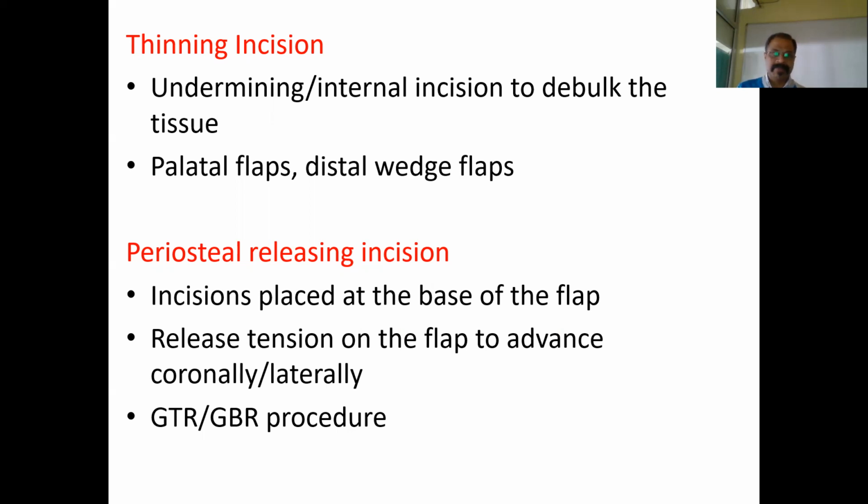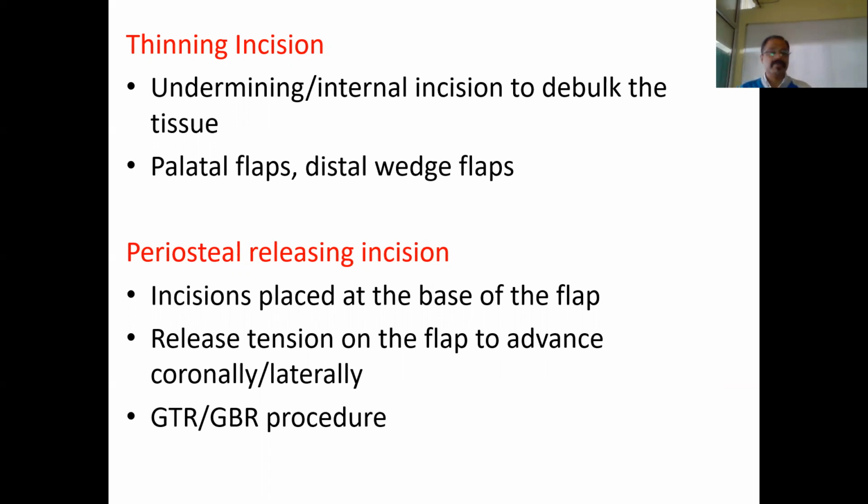The next one is something called periosteal releasing incisions. Now these incisions are placed at the base of your flap. That means once you have given two vertical incisions, you have reflected a flap and the flap has gone beyond the mucogingival junction, and now you want to coronally advance the flap, right? So one of the key requirements of complete root coverage is that there should not be any tension on the flap. So you want a flap which is placed without any tension. For that, basically, we give incisions at the base of your flap. That is called a periosteal releasing incision.